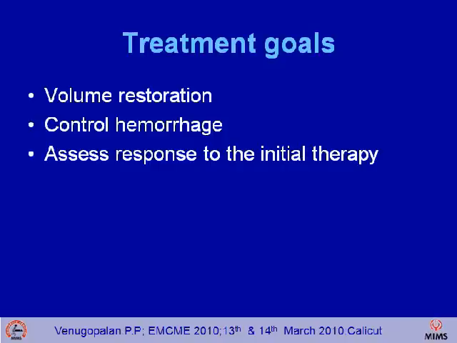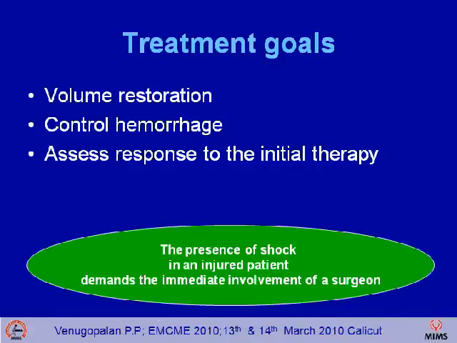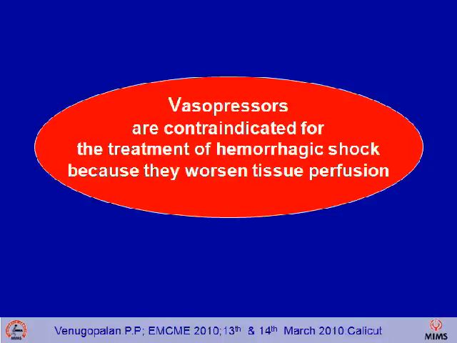The treatment goals include three things: restoration of the volume that is already low, control of the hemorrhage, and assessing the response to the initial therapy. The presence of shock is a surgical condition and demands immediate involvement of a surgeon. What about the use of vasopressors to bring up the BP? Vasopressors are contraindicated in the treatment of hemorrhagic shock because they worsen tissue perfusion. When managing hemorrhagic shock, volume replacement is the mainstay of treatment, and vasopressors have no role at all.